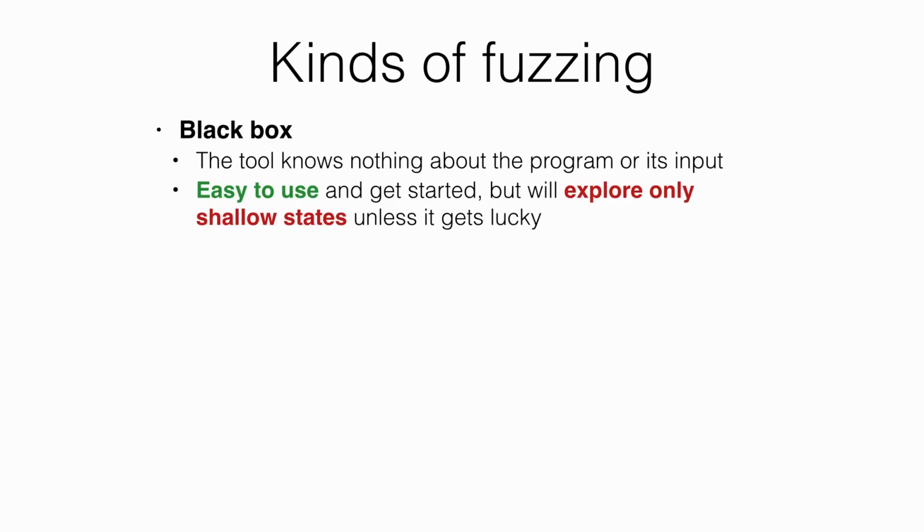There are three basic kinds of fuzzing. The first is black box fuzzing. In this case, the testing tool knows nothing about the program or its input format, and instead just generates random inputs to throw at that program. Now, this is very easy to use and to get started using, but in the end, it may explore only shallow states in the program unless it gets very lucky.